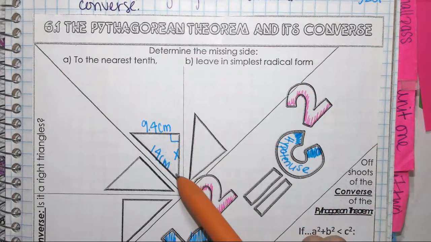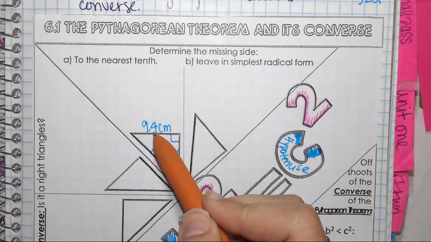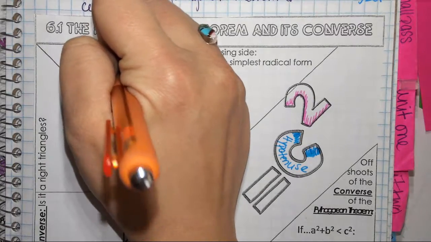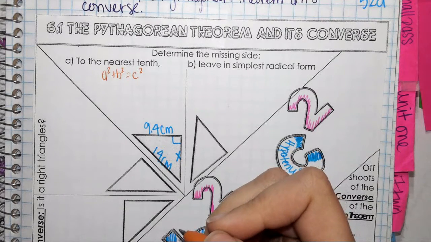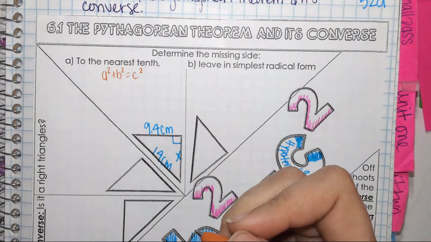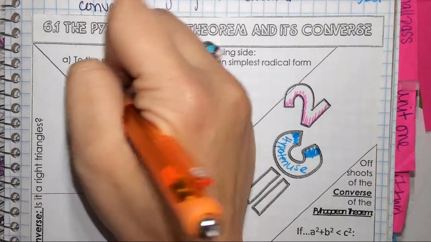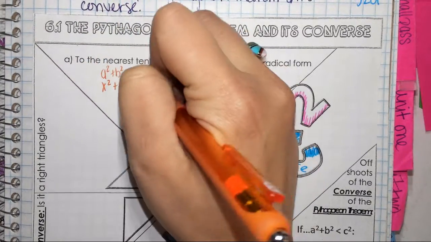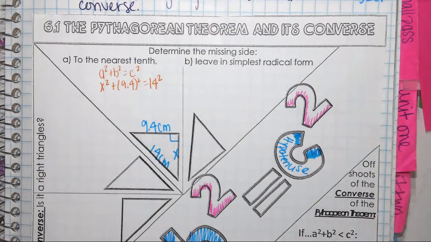All right, so what you do to find a missing side length is you plug it into the Pythagorean theorem. It doesn't matter if you plug x in for A or 9.4 in for A, as long as 14 is C. So you have a squared plus b squared equals c squared. So we're going to let x be a, and we're going to say x squared plus 9.4 squared equals 14 squared. All we did was plug in our side lengths. Does everybody understand? Yes, ma'am. Fantastic.